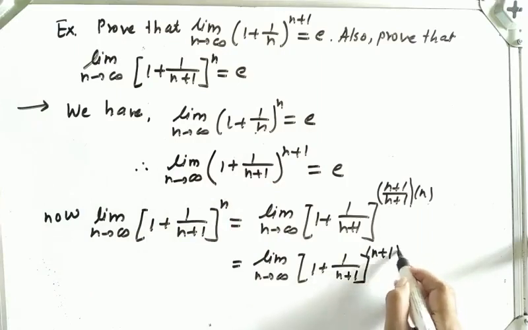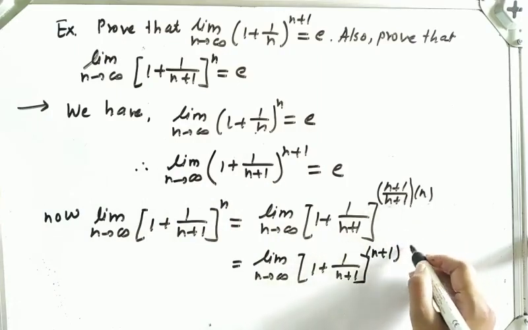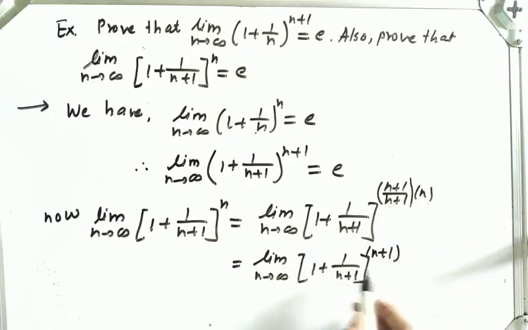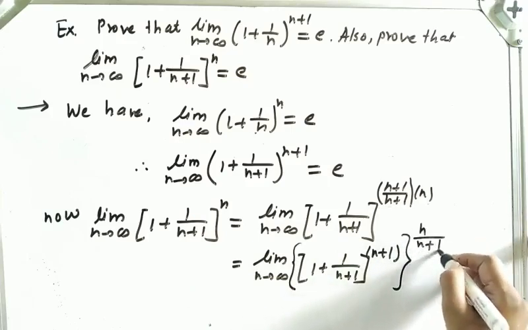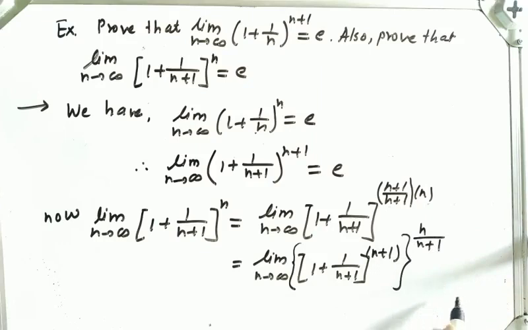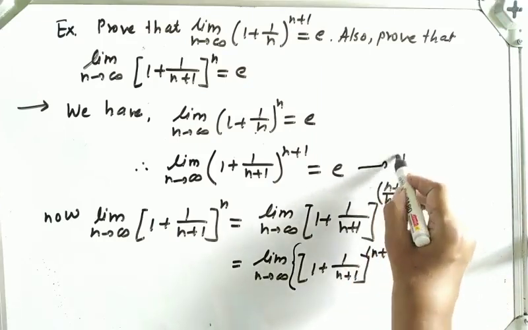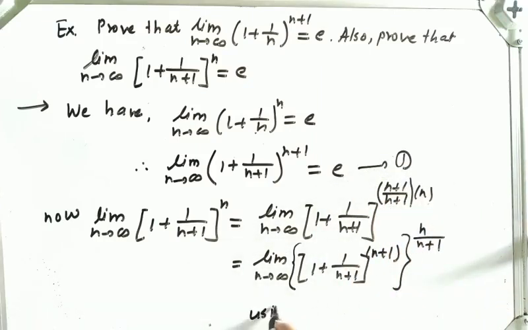Okay. So which part remained? N upon n plus 1 is remained. So we take this part, let us take it in a bracket, and what is remained is n upon n plus 1. And we know, let us call this equation 1, that using 1, after applying the limit, (1 plus 1 upon n plus 1) raised to n plus 1 is e.